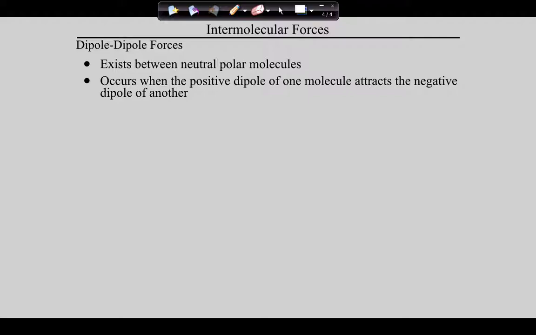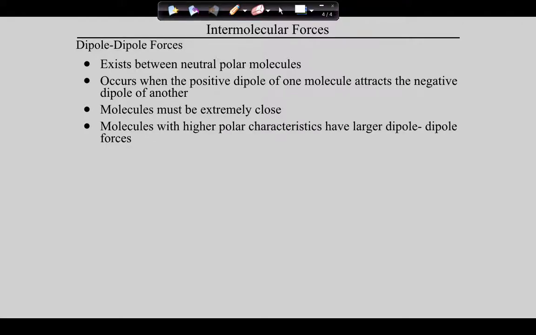But guys, two things that you do need to know about these: one, they're only effective over short distances, and two, the more polar the molecule, the stronger the intermolecular force. Guys, okay?